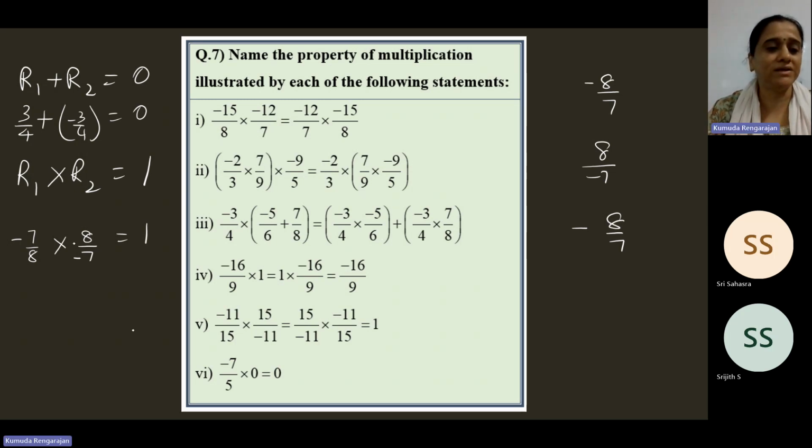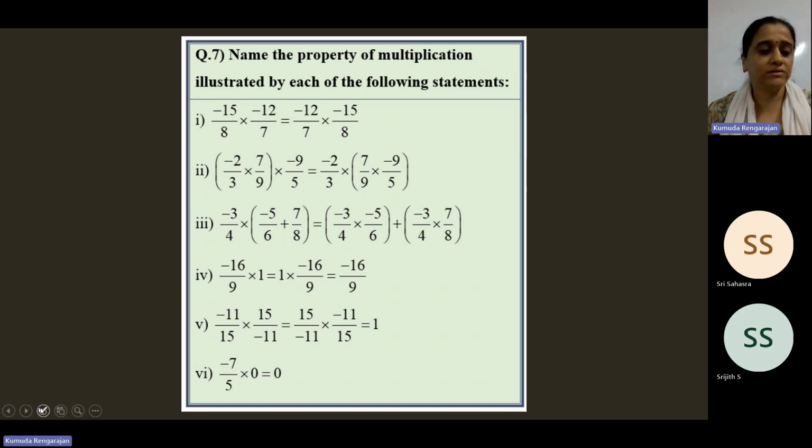Oh, minus into minus is plus, no? You want to cancel the minus. So 1 minus should be in the numerator, 1 should be in the denominator, is it? Yeah. Minus into minus is plus. So you can put this minus here also. So 7 and 7 cancel, 8 and 8 cancel. Now minus 1 into minus 1. See, when you cancel, it's 1 everywhere. So minus 1 into minus 1 is plus 1.